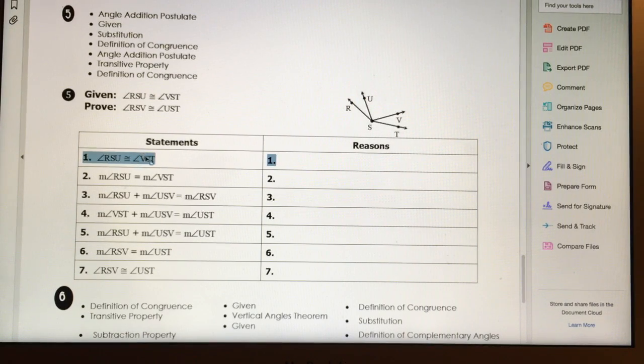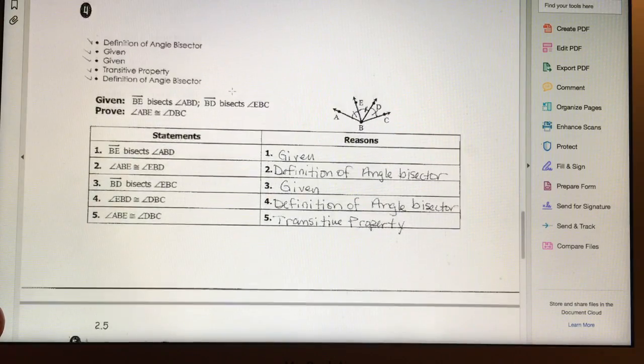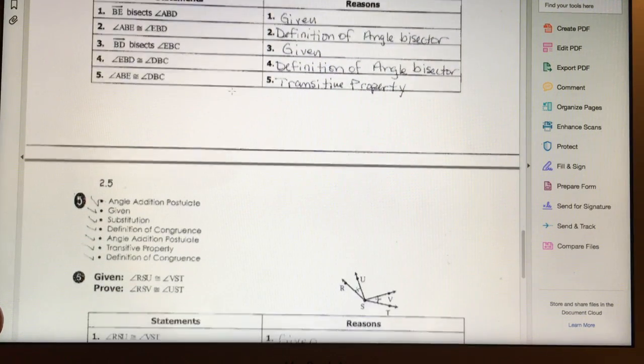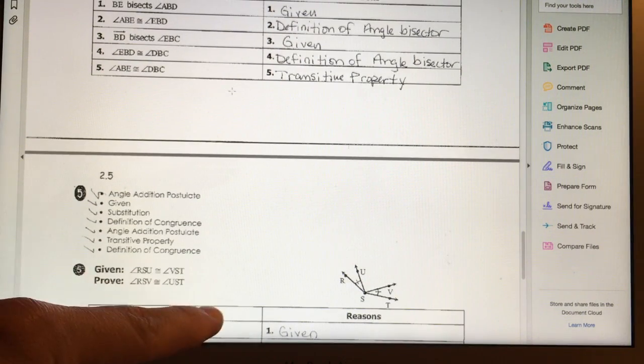So the first statement, which of these up here justifies that statement? Well, for those of you that have been doing this for a while, you might say given, because the first one's always given, it seems like, right? Well, that's pretty true. And the reason why it's given is because it says it right here. It was given to us. That's what allows us to write that statement.